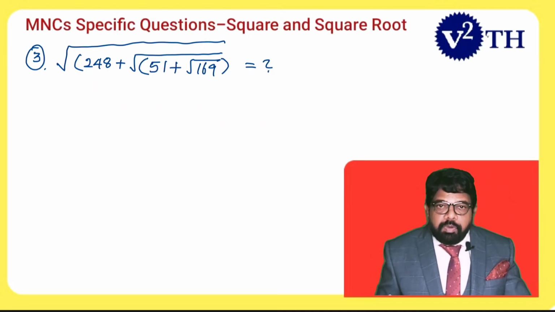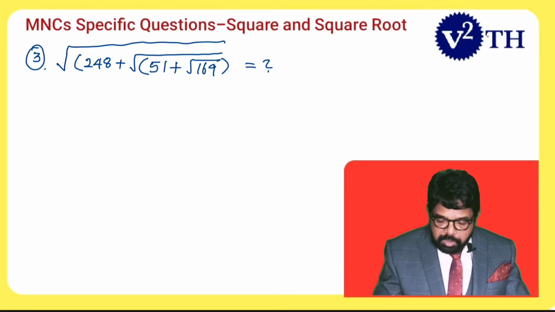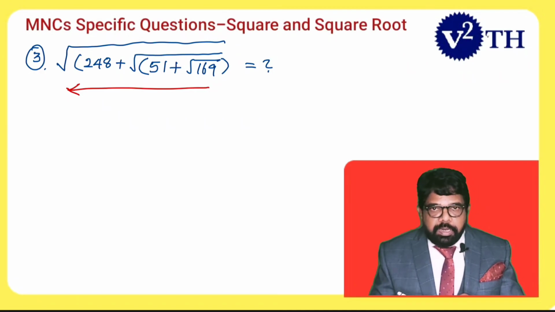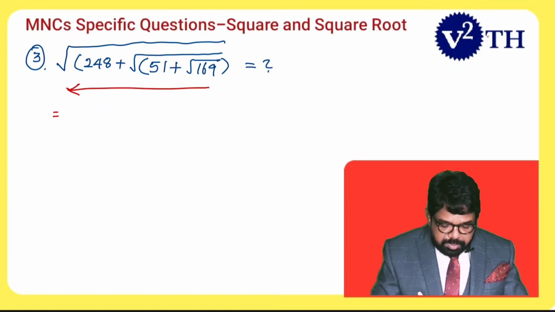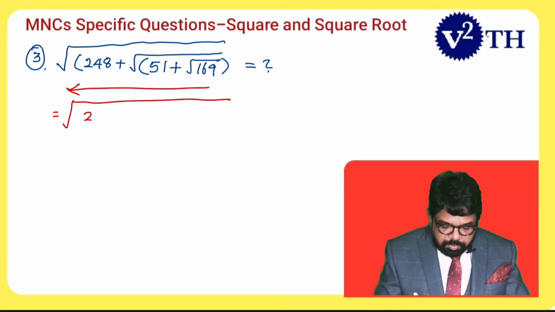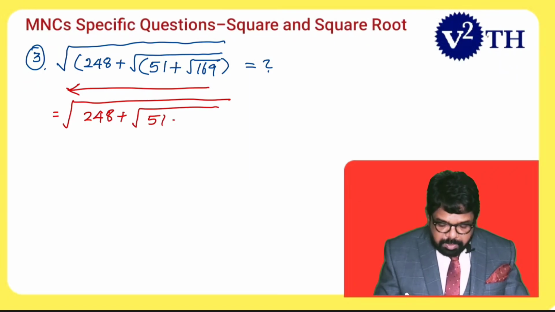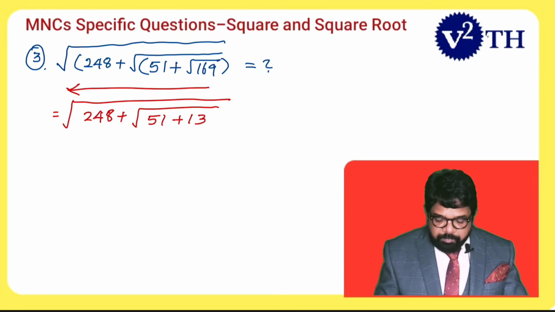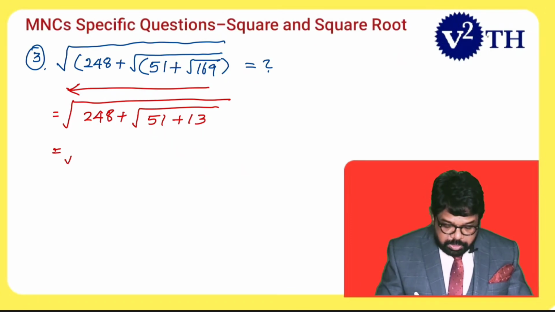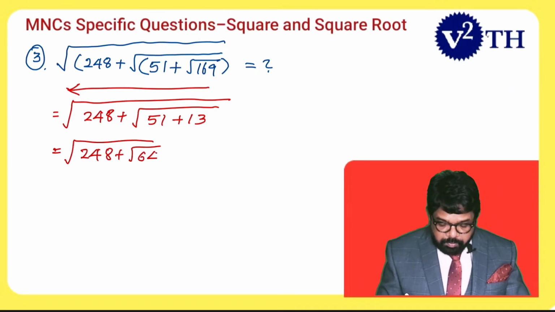See here, all of you observe, you have to calculate from inner to outer. From inner to outer means from last to first. This is the strategy you have to follow. First you have to calculate root 169. We know 13 square is 169, so root 169 is 13. So in place of that we take 13: square root of 248 plus square root of 51 plus 13. 51 plus 13 is 64.